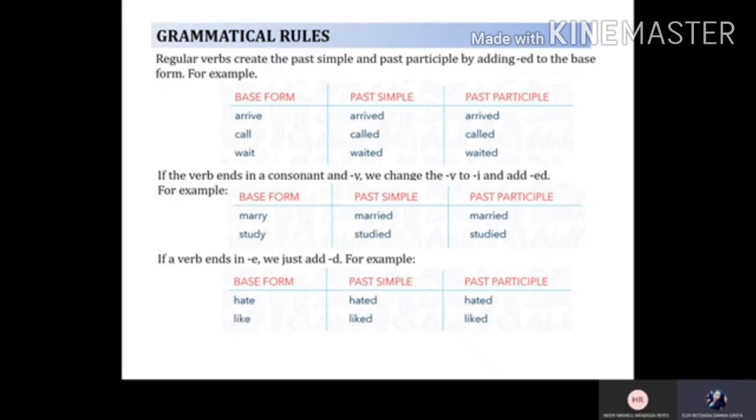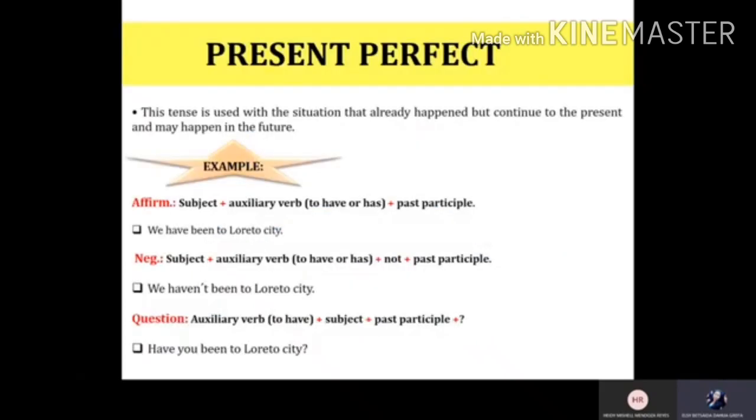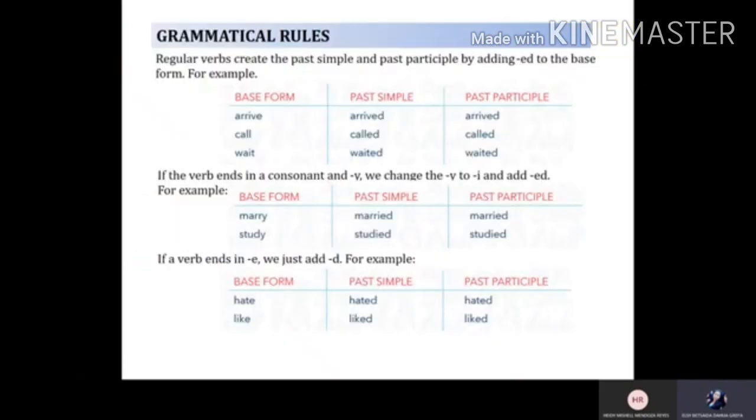If the verb ends in a consonant and y, we change the y to ied. Base form: marry, study. Past simple: married, studied. Past participle: married, studied. If a verb ends in e, we add d. For example, base form: hate, like. Past simple: hated, liked. Past participle: hated, liked.